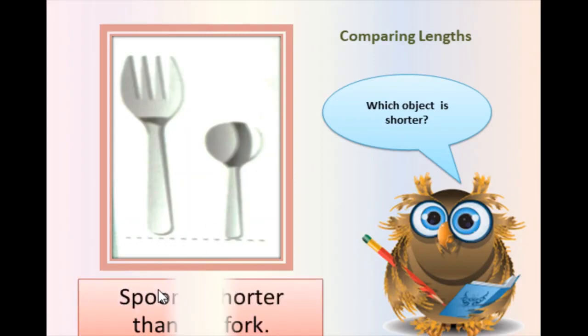Can you repeat after me? Spoon is shorter than the fork. Again, spoon is shorter than the fork. Alright, so fork is longer while the spoon is shorter. It's big and this is small.